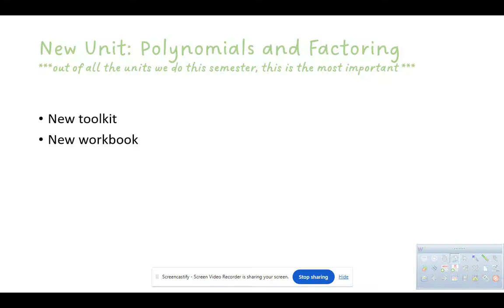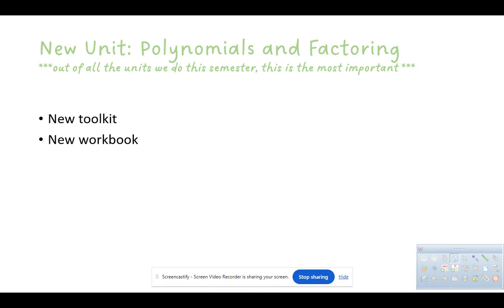If I had to pick one unit that mattered for your freshman year, this is it, right? This is the one that is not going to go away. You're going to do it your sophomore year, your junior year, your senior year. And if you go to college and you have to take any form of a math class, you're going to do it there too. So this is like the foundation of every single math course.